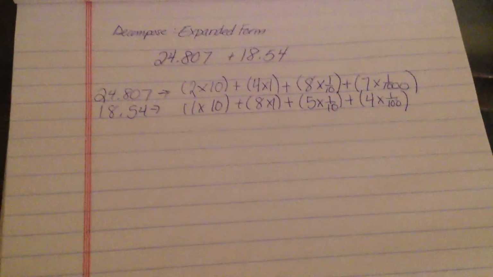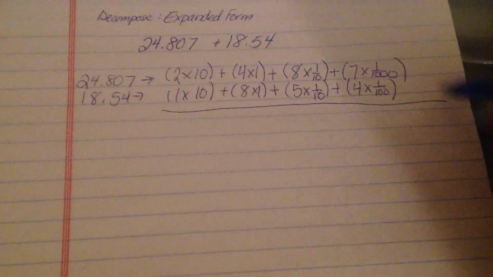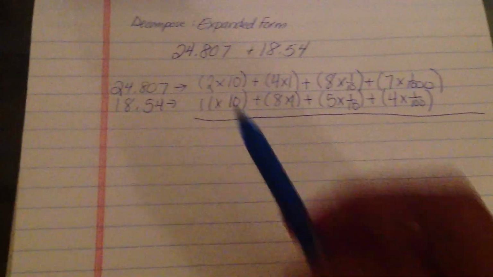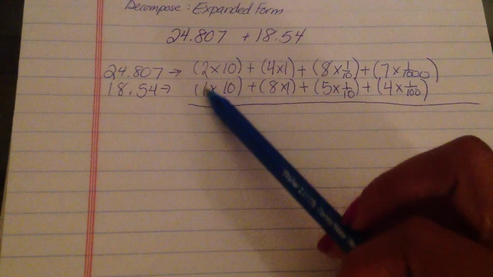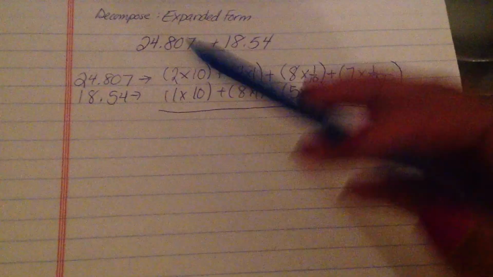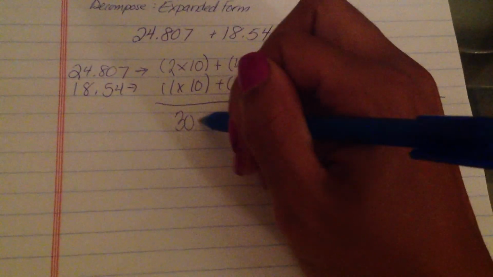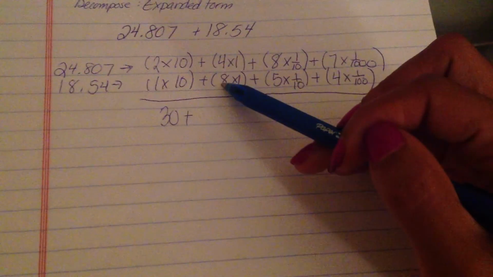And now what I'm going to do is try and combine things that are the same together to figure out how many pieces I have. So this is where I'm going to recombine. I'm going to look at my ones first, or actually my tens. 2 tens plus 1 ten, so 20 plus 10, that equals 30. 4 ones plus 8 ones, that's 12.